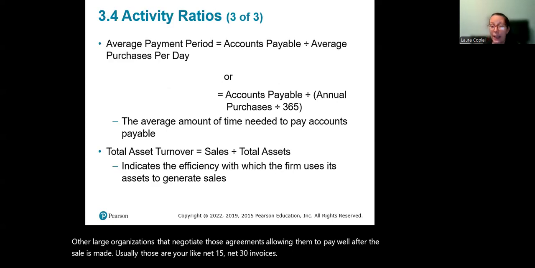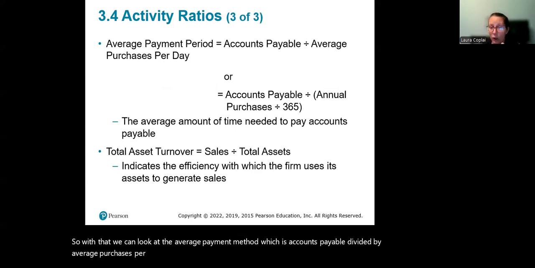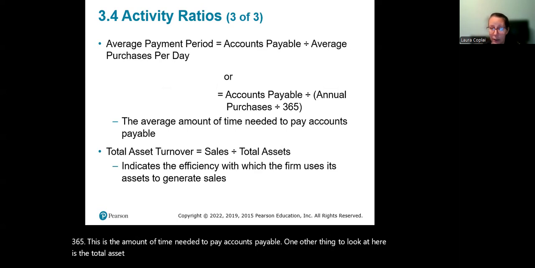So with that, we can look at the average payment period, which is accounts payable divided by average purchases per day, or the accounts payable divided by the annual purchases divided by 365. This is the amount of time needed to pay accounts payable. One other thing to look at here is the total asset turnover, which is our sales divided by total assets. It indicates the efficiency that our firm uses to generate sales with our assets.